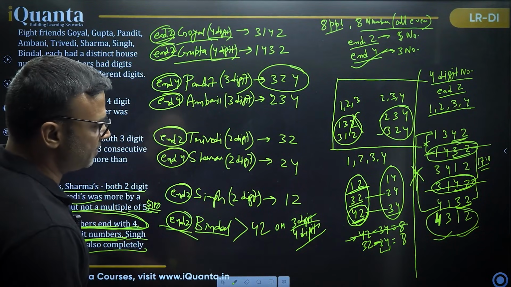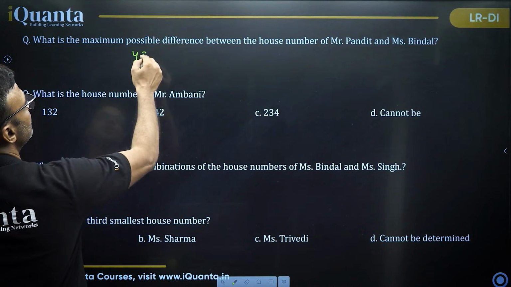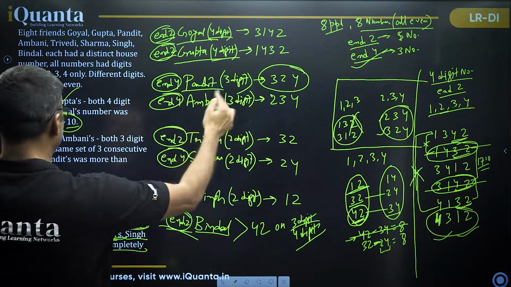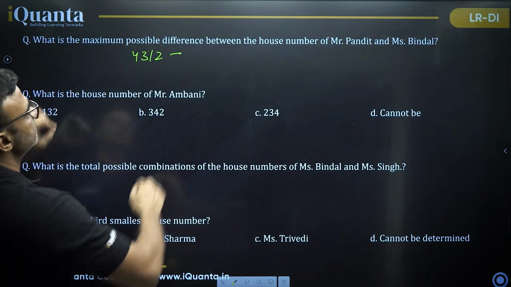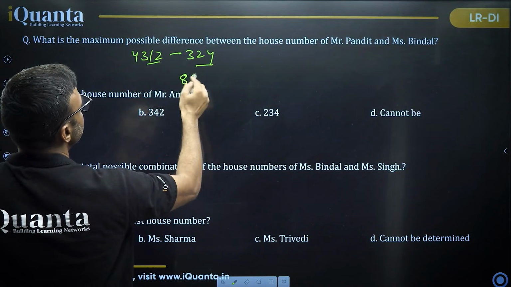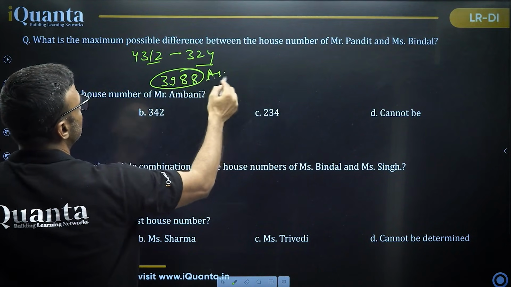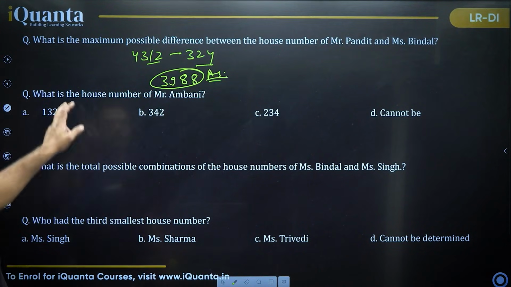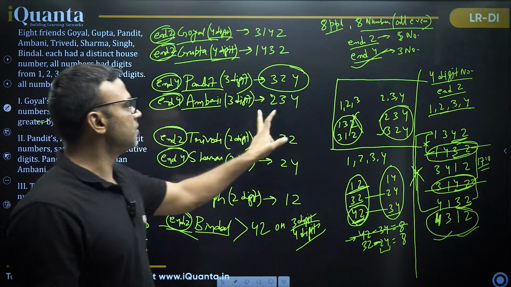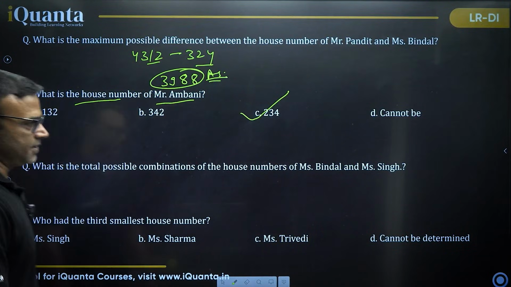So the highest difference will be 4312 minus 324. We want to find this for Pandit. Subtract carefully: 12 minus 24 gives 88, and 42 minus 3 gives 39. So 3988 is the answer to this question. What is the house number of Mr. Ambani? Ambani is 234. Fantastic, 234. Option C is the correct answer.